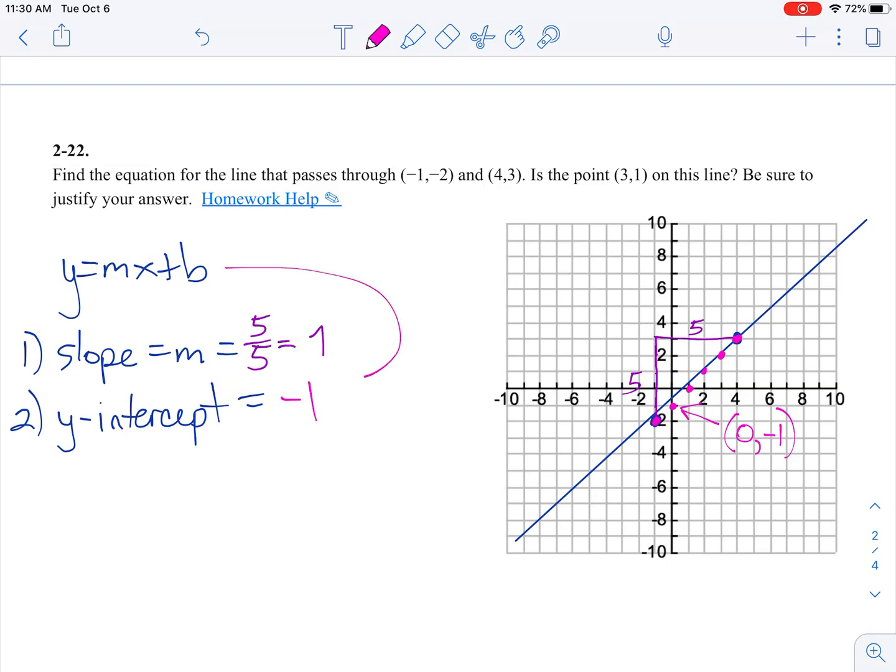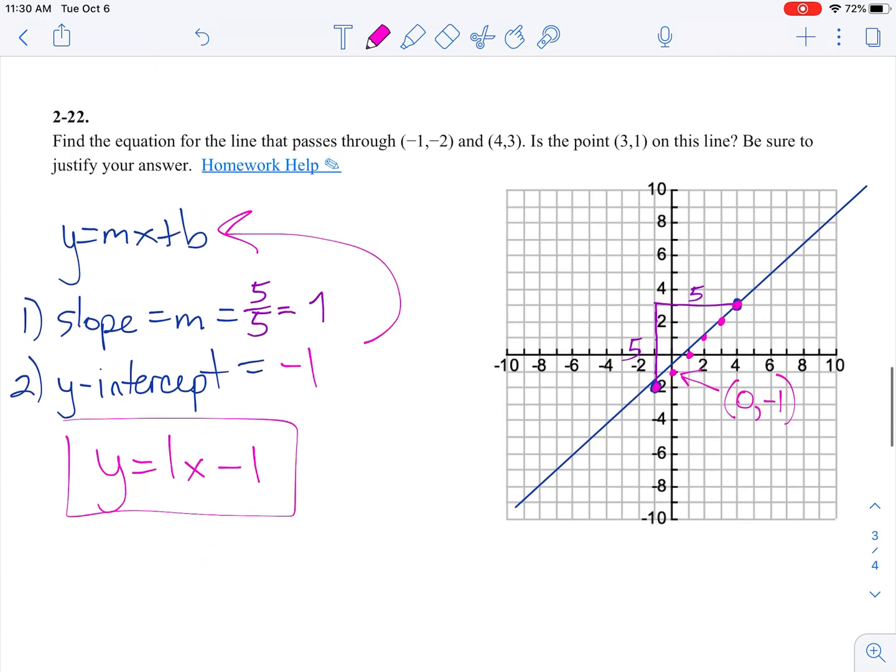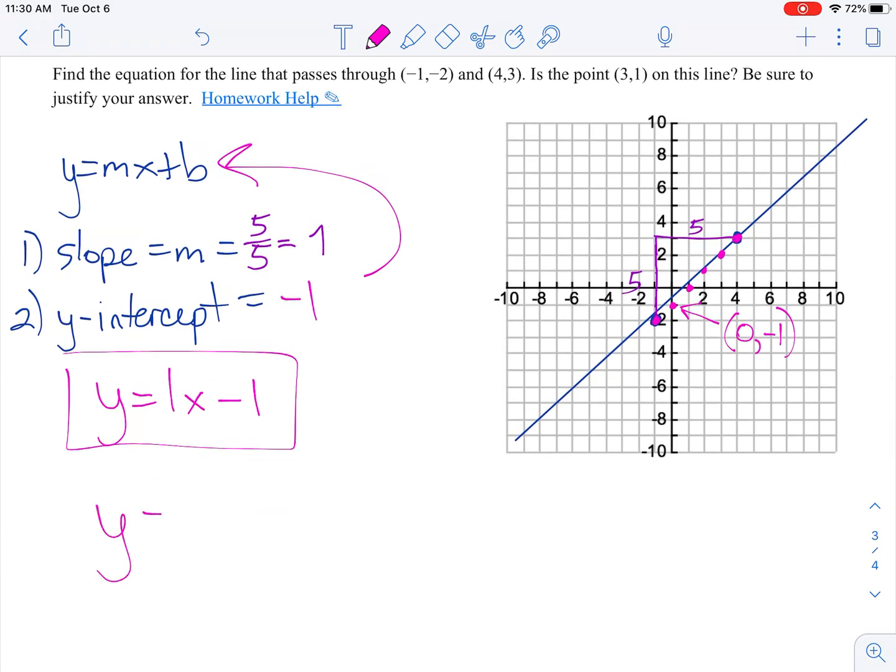So now I can say my y-intercept is -1. And now we can plug those values back into this y equals mx plus b. So y equals my slope, which is 1. You can write the 1. You don't have to write it. You can just say y equals x. And then your b value is -1. So this is your equation. If you want to write it without the 1 in front of the x like that, that would be fine. So either one of those equations will work for me.